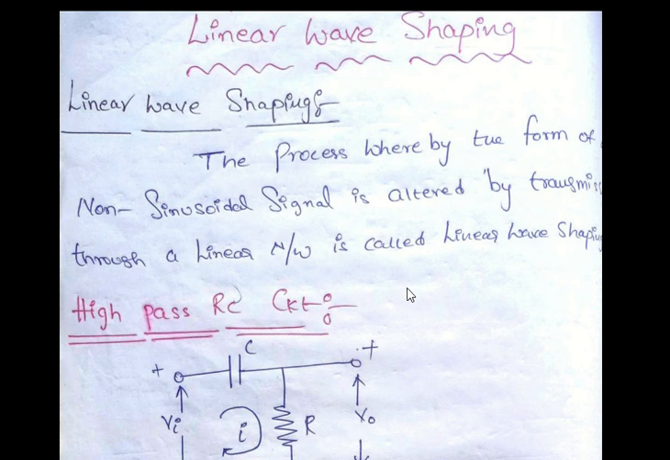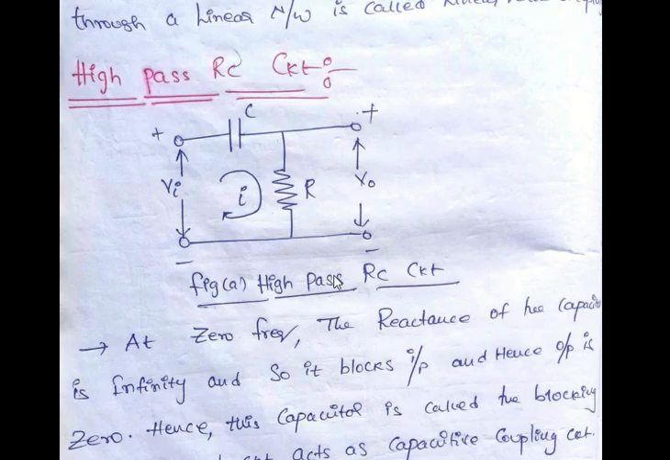Linear wave shaping circuits are basically classified into two categories. One is the low pass RC circuit, and the next one is the high pass RC circuit. First of all, we discuss the high pass RC circuit.